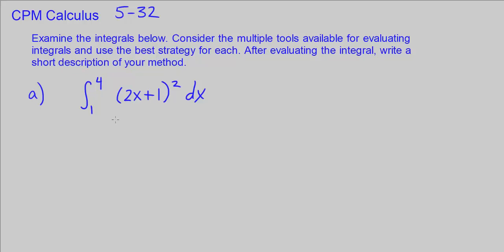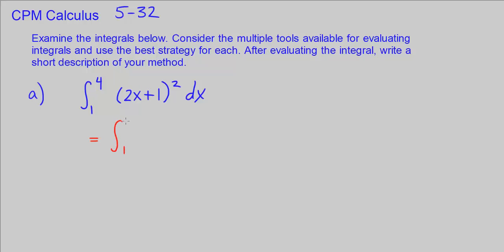Alright, so let's go ahead and do part A. Part A is going to look at this, right? And we want to find the integral, which is the antiderivative. So what we need to do first is to expand this binomial, since it's a binomial squared, right?